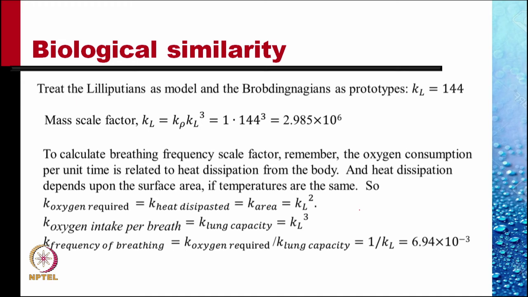So the scale factor for frequency of breathing would be the scale factor for the oxygen required divided by the scale factor for lung capacity, the volume breathed per breath. And so that turns out to be 1 over KL. So it would be 6.94 into 10 raised to the minus 3. The giants would breathe much slower, two orders of magnitude, three orders of magnitude slower than the Lilliputians.